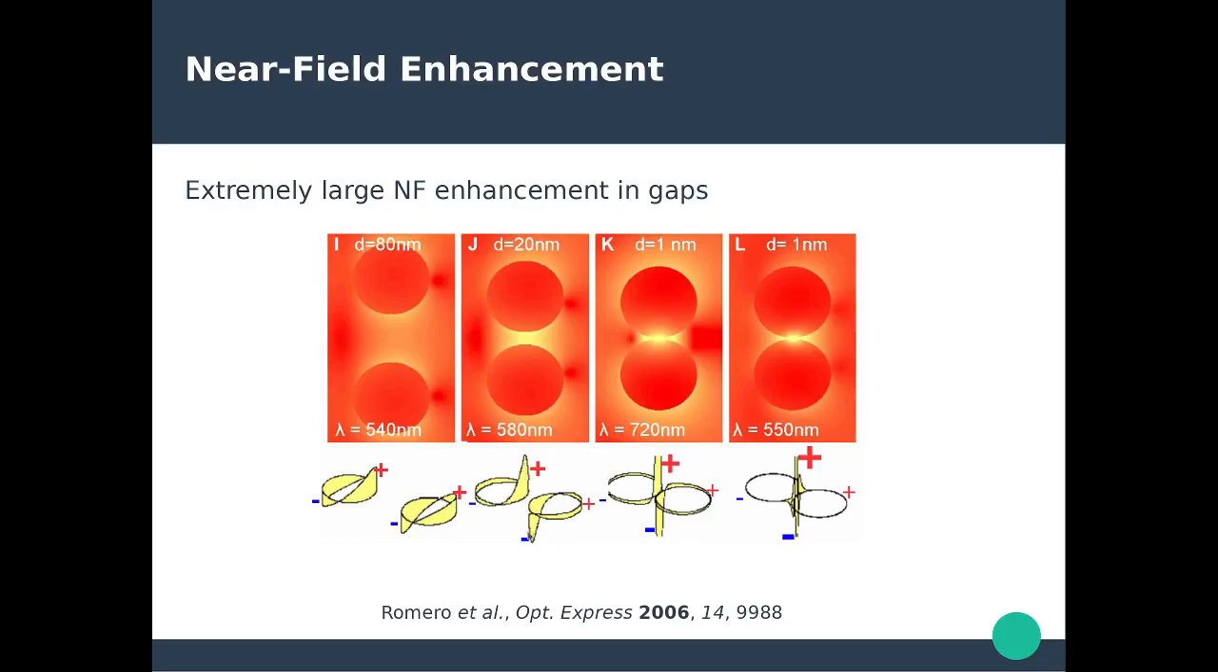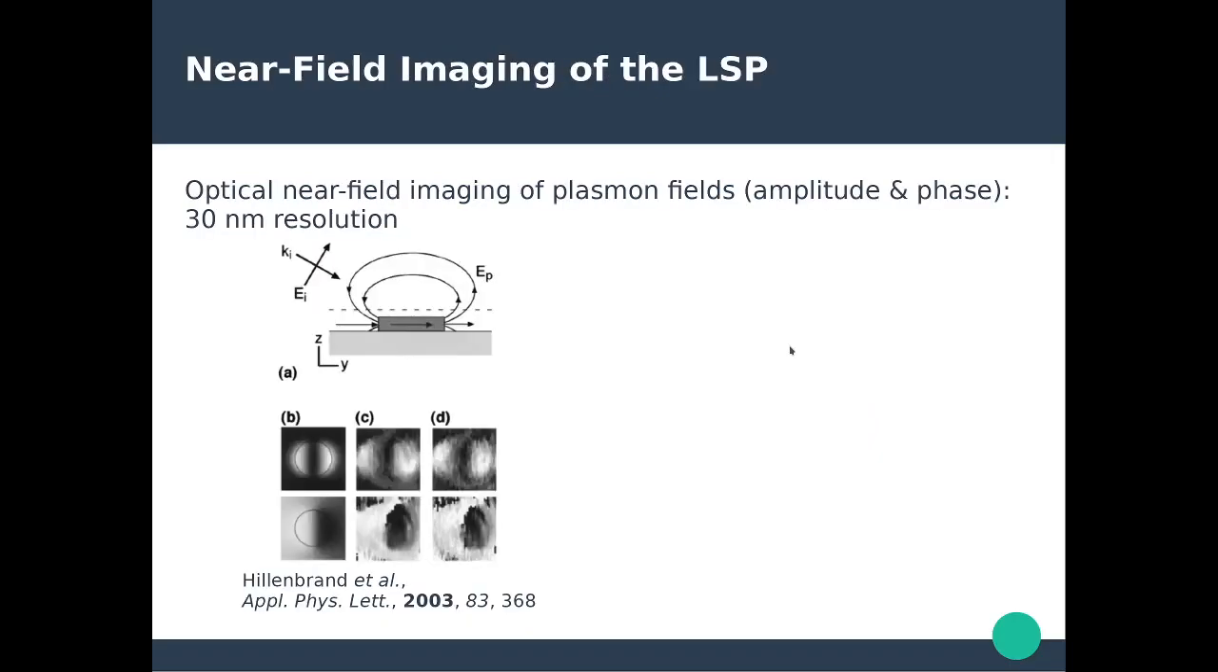You're forming a much larger electric potential, and therefore you're forming a stronger electric field. And if you go to the extreme, you have a very large localized electric field in the gap. Those electric fields can be imaged as well, so you can use near field microscopy, and I strongly encourage you to go back to chapter 3 to look at this near field microscopy.